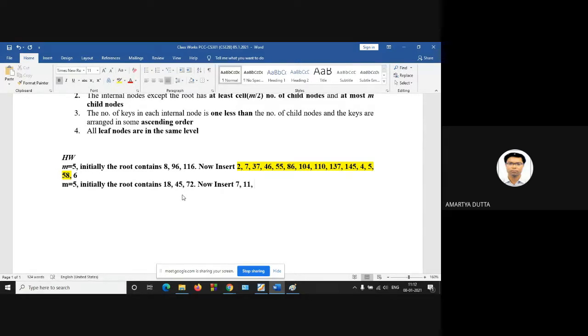Now insert 7, 11, 21, 27, 36, 42, 54, 53, 81, 9, 90, and then insert 8, 9, 39, and 4. Okay, so this is your today's homework. You have to do this.